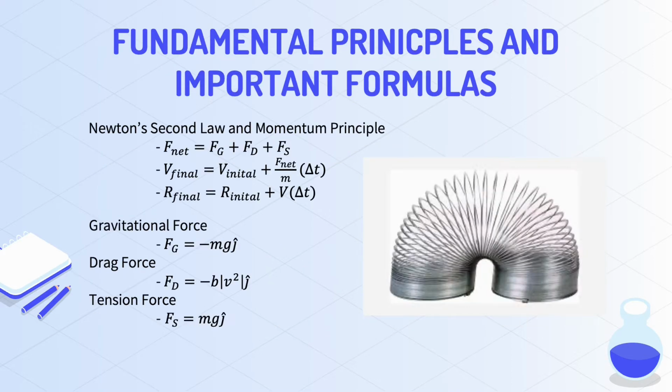Fundamental principles and important formulas. This lab is based on Newton's second law, which states a system experiences a change in momentum, therefore a change in velocity, if there is a net force on the system. From this law, the velocity and position update formulas can be derived. The 3 forces acting on the slinky from rest include the force of gravity, the drag force, or air resistance, and the tension force of the slinky.